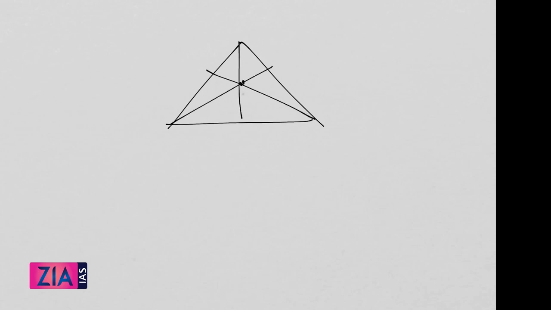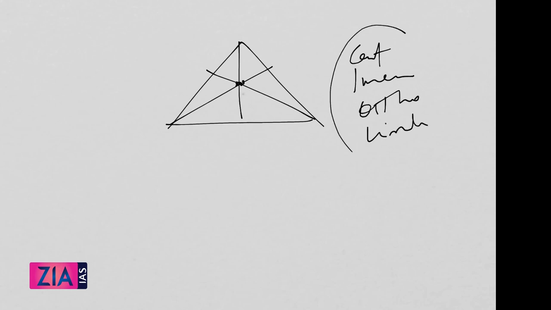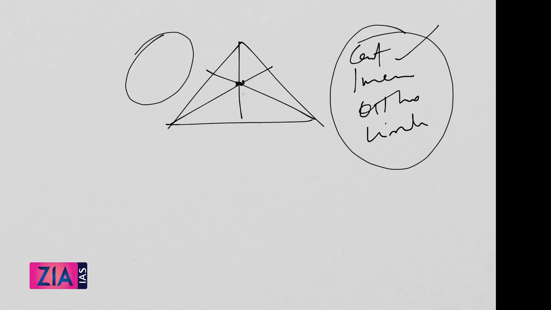The second important point that I need to tell you is, in case of an equilateral triangle, you join all these. So the centroid, the incenter, the orthocenter, and the circumcenter, all four, not excenter, which will always be outside, will coincide in case of an equilateral triangle. So in case of an equilateral triangle, all are the same.